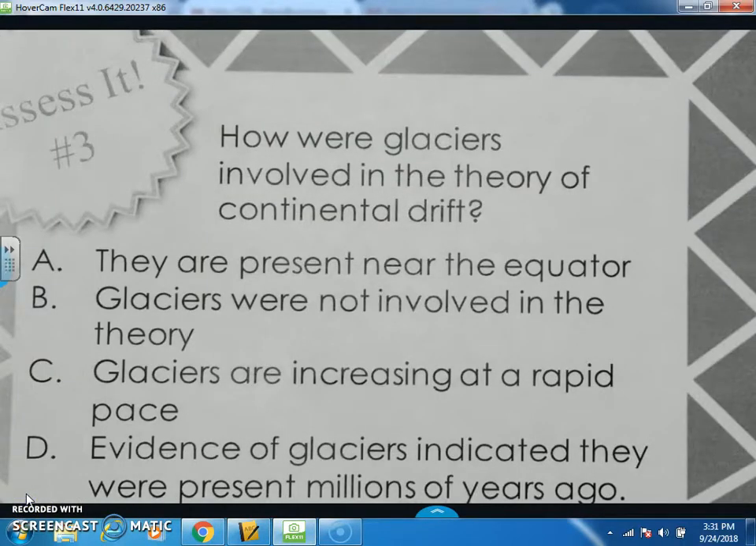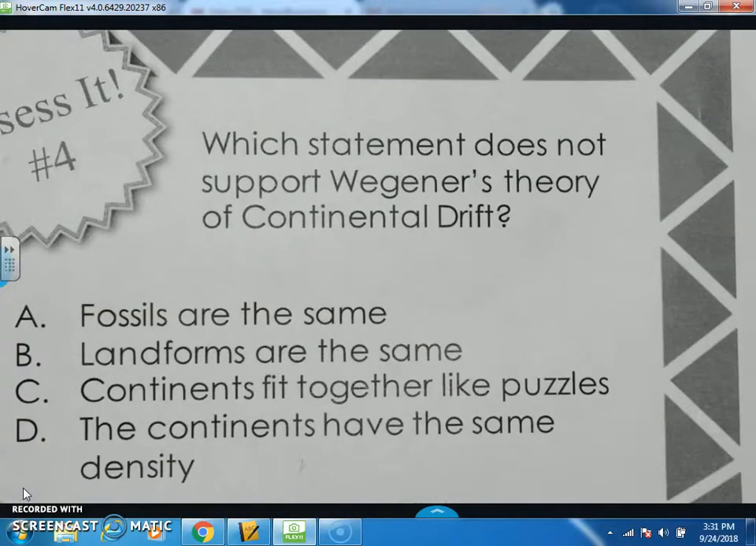Number 3, how are glaciers involved in the theory of continental drift? The answer is D. Evidence of glaciers indicated they were present millions of years ago. And your fourth question for Assess It, which statement does not support Wegener's theory of continental drift? And that would have also been D. The continents have the same density.